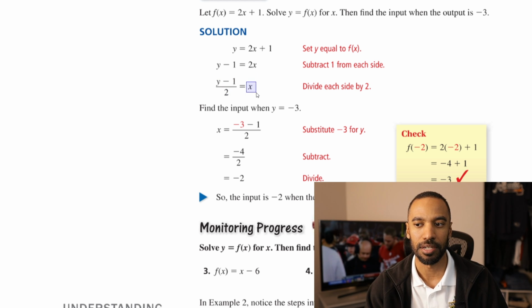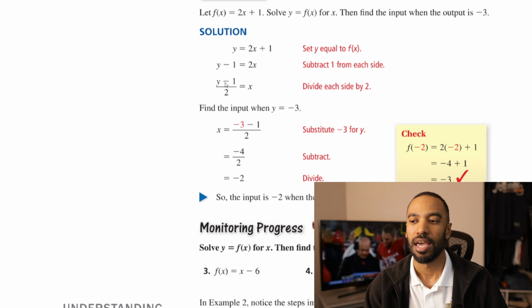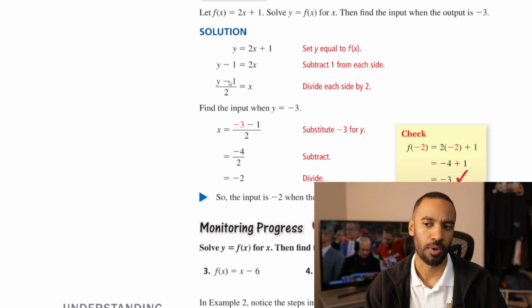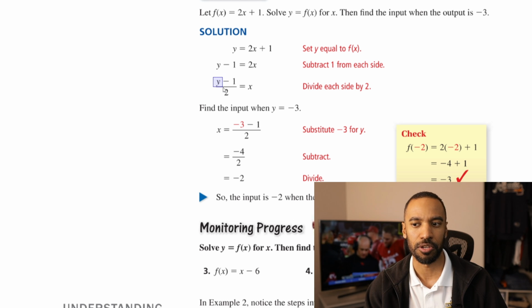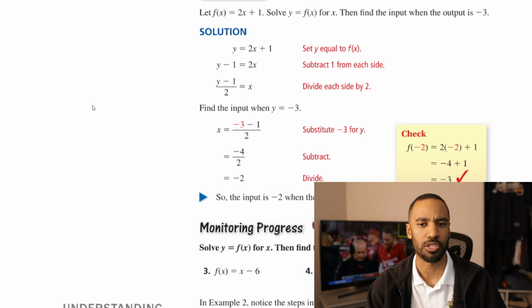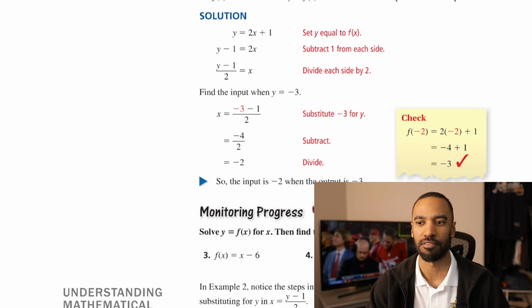And now the input becomes an output, x. And you get x by doing y minus 1 over 2. Now you can plug values in for y to get values out for x. And that's one of the ideas and concepts of an inverse.